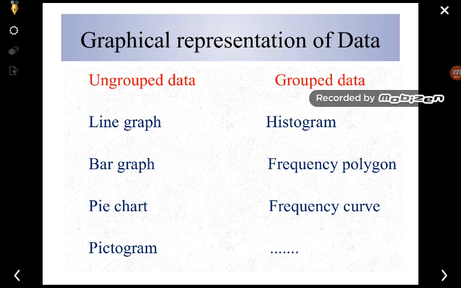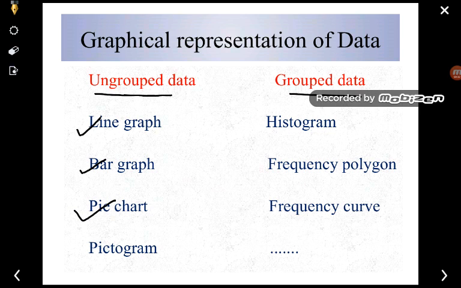Today we are going to cover the topic that is the graphical representation of the data. Yesterday we have already covered what are the different methods of the graphical representation of data. Under this they are categorized into two, that is ungrouped data and grouped data. Of this we have already covered the line graph and the bar graph. So today we are going to cover this topic, that is pie chart.